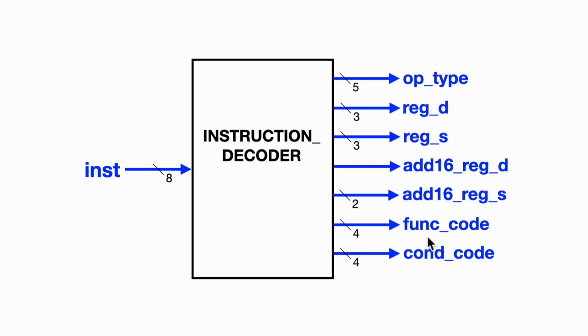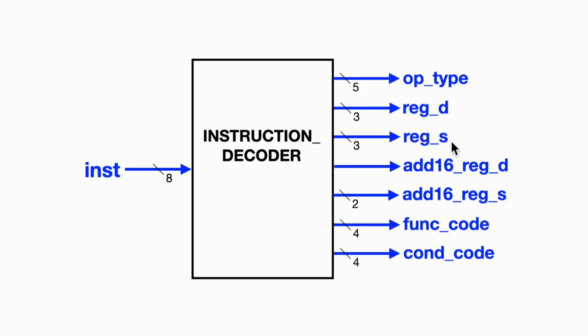We're also peeling out or identifying and outputting particular fields in the instructions. For example, the ALU instructions have a 4-bit function code. That's coming out here. The branch instructions have a 4-bit condition code, and that's coming out here. The add 16 instructions have a destination register and a source register coming out here. And then many instructions have a 3-bit destination register, and that field comes out in this signal here.